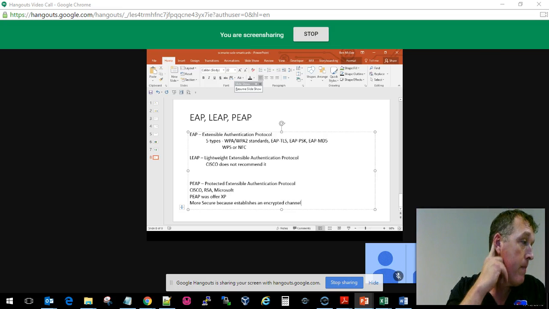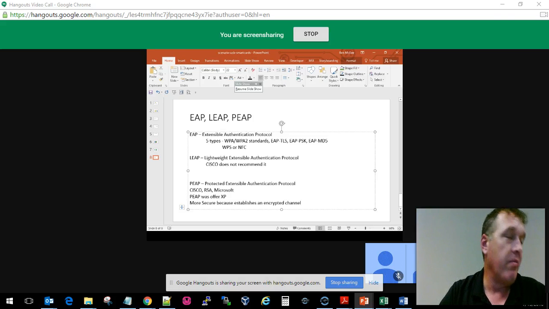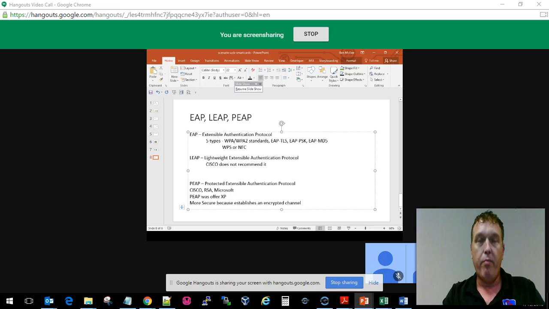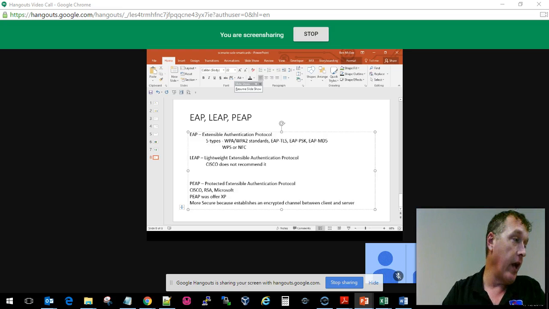All right, hold on one second. It establishes the encrypted channel between the person who is wanting to authenticate, who's the client, and the server who is authenticating.